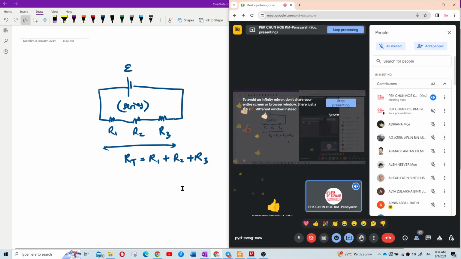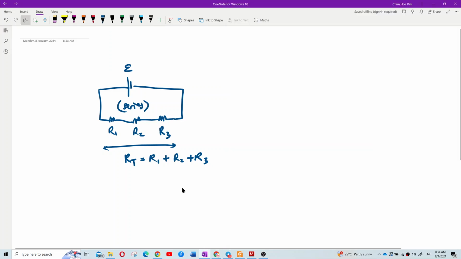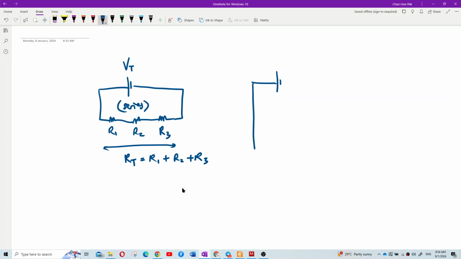Correct or not? If parallel, how is the connection of parallel? Don't put EMF, we'll put just total voltage. You have R1, R2, R3, and V total. So this is a parallel circuit.